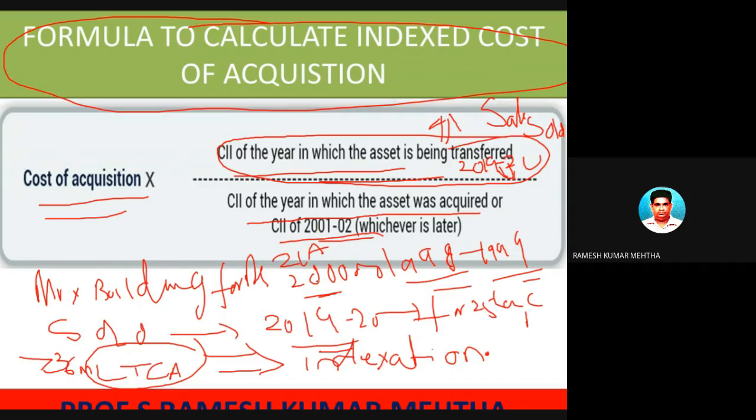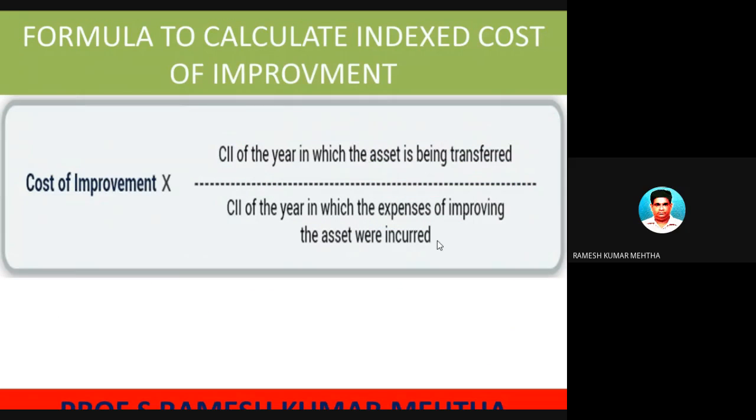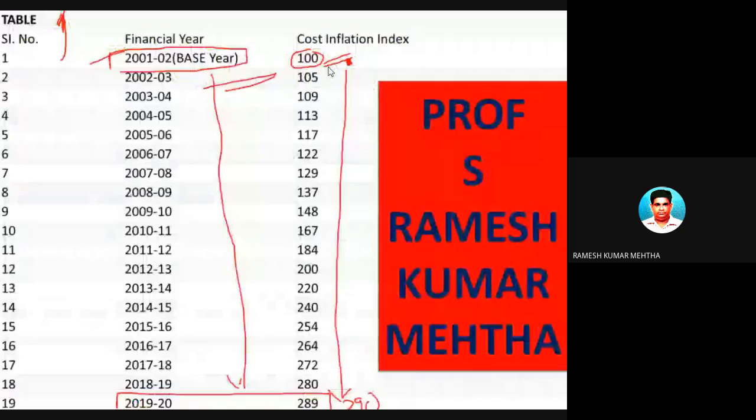Now, for the timing, I will change this one, okay? This is 2002-2003. 2002-2003 is the year of purchase. So let's calculate indexed cost of acquisition, because this is a long-term asset, and for long-term assets, we have to do indexed cost of acquisition. Cost of acquisition is given. This is 2019-20, and this is 2002-2003. For this, we require this data. 2001-2002, it is 100. 2002-2003, it is 105. And 2019-2020, it is 289.